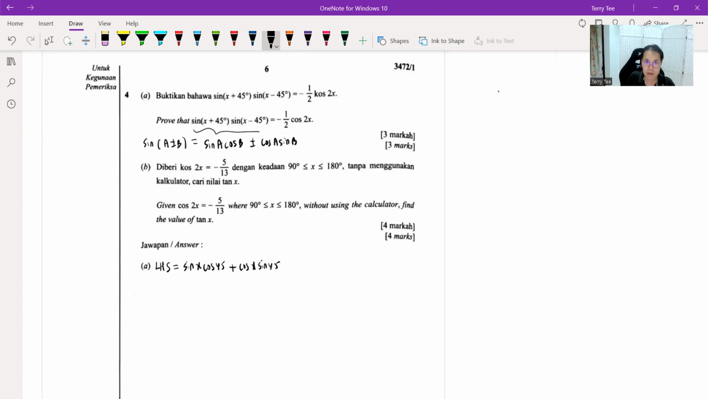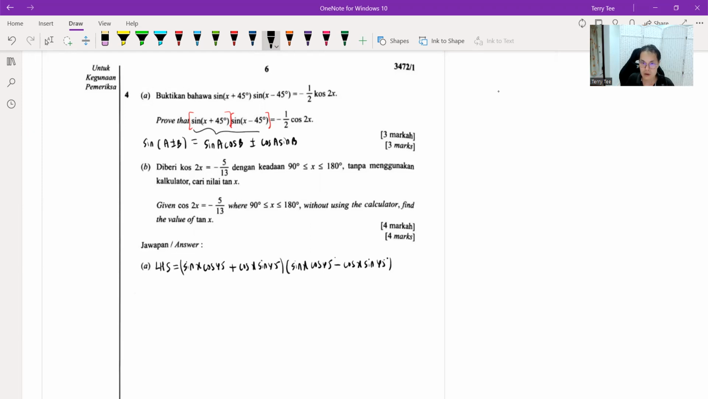Now, notice that we had to multiply with another sign here. So you're going to do one more time, but this time it is minus. So let me put a bracket here. This is sine cos minus cos sine.